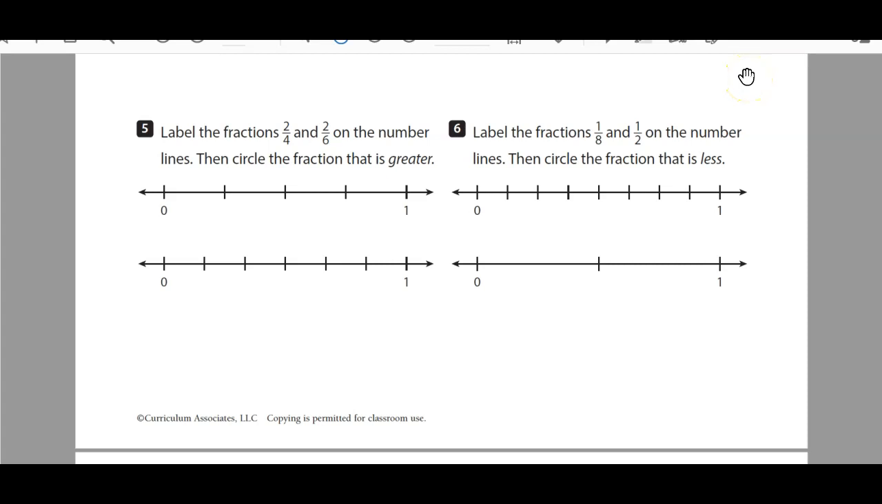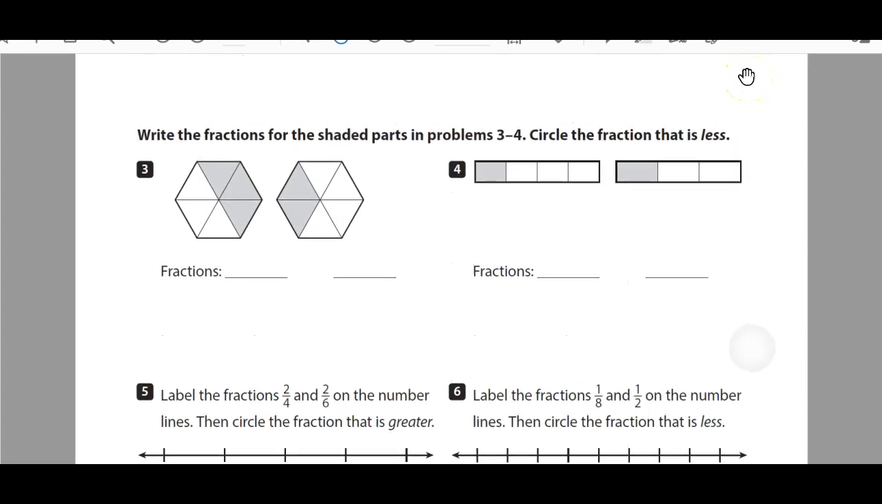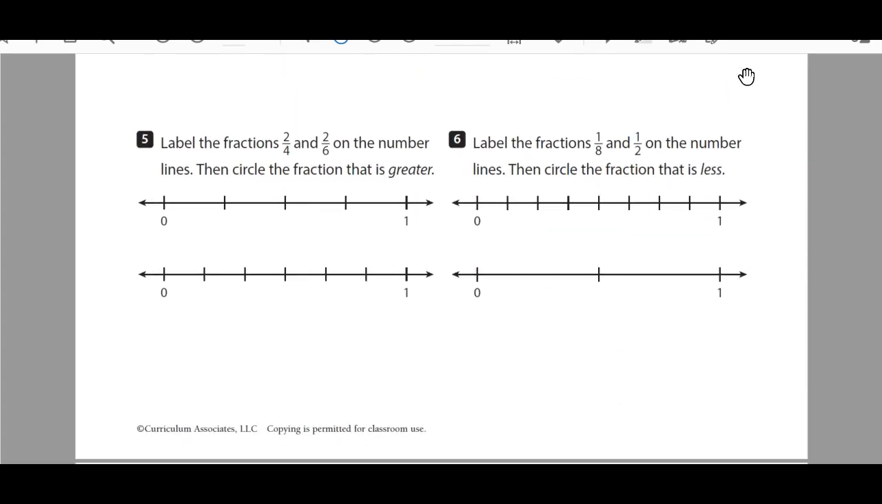Same thing here. Instead of a pie or a model, I have number lines. See? 1/2 is this. And here's 1/8. It says which one's less. Which one am I going to circle? Everybody, over here. 1/8.